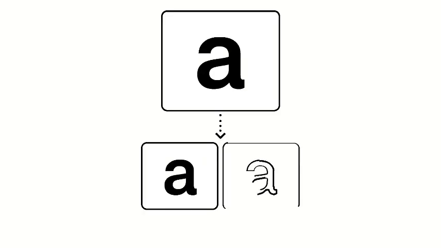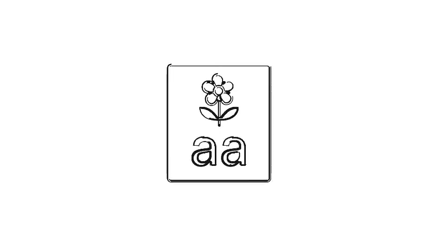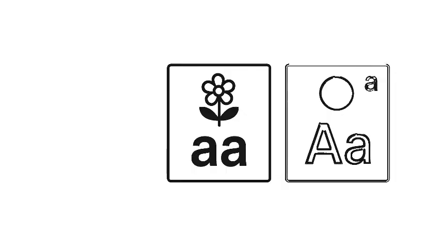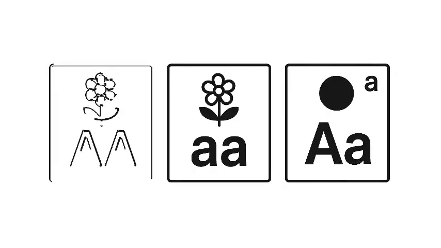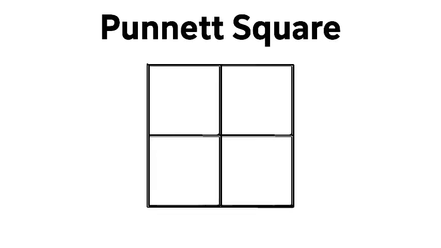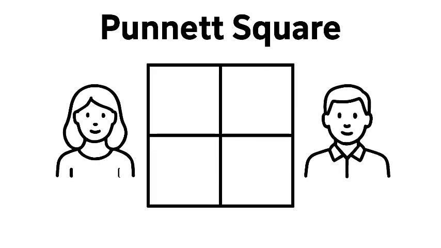So what happens when we combine them? If someone has AA, that's two dominant alleles. The dominant trait appears. If someone has aa, that's two recessive alleles. The recessive trait appears. If someone has Aa, one dominant and one recessive, the dominant trait appears, but they still carry the recessive one. Now, how do we predict what children might inherit?